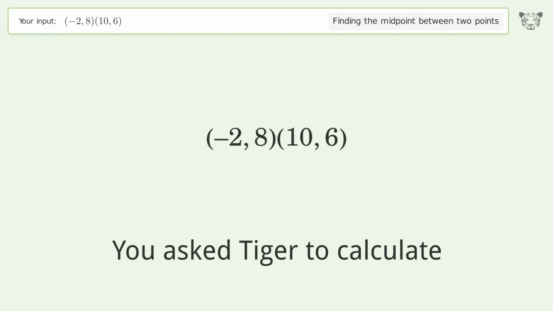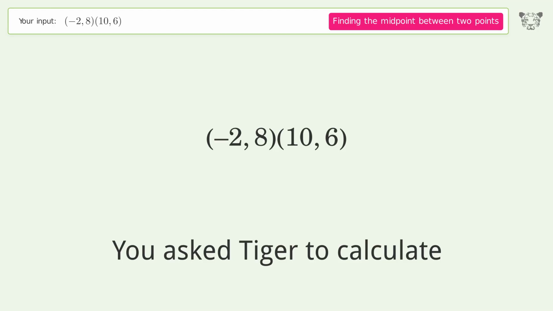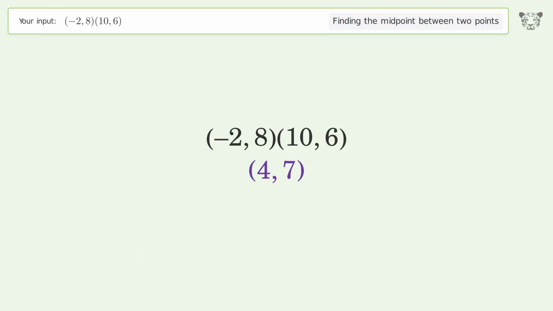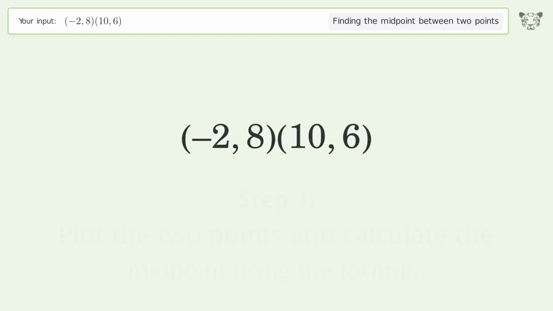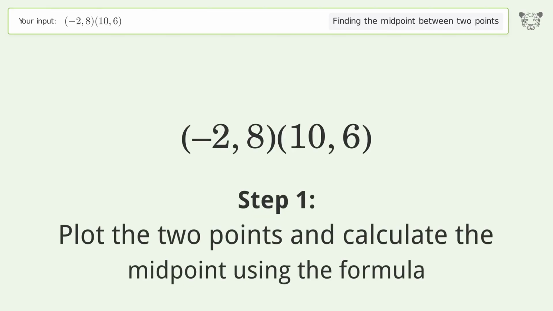You ask Tiger to calculate. This deals with finding the midpoint between 2 points. The midpoint between the 2 points is 4, 7. Let's solve it step by step. Plot the 2 points and calculate the midpoint using the formula.